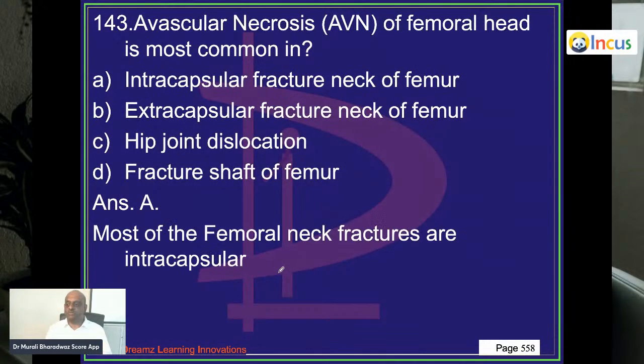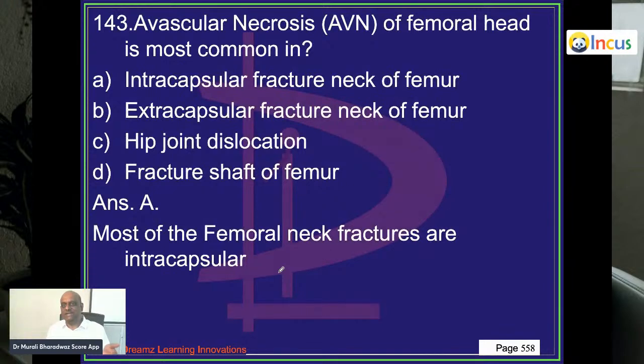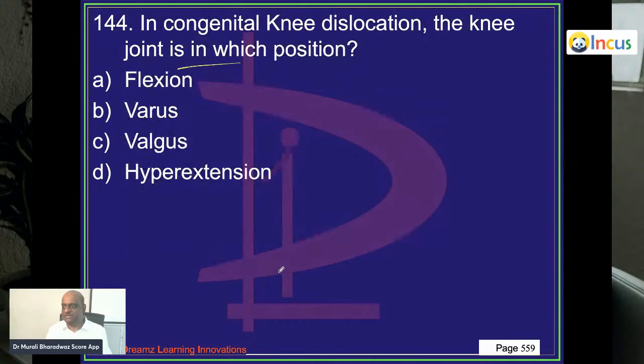Avascular necrosis of the femoral head is most commonly due to intracapsular fracture. And most of the femoral neck fractures are intracapsular. So intracapsular, extracapsular, how do you differentiate? We'll discuss in orthopedics. Congenital knee dislocation, then the knee will be in which position? Hyperextension.